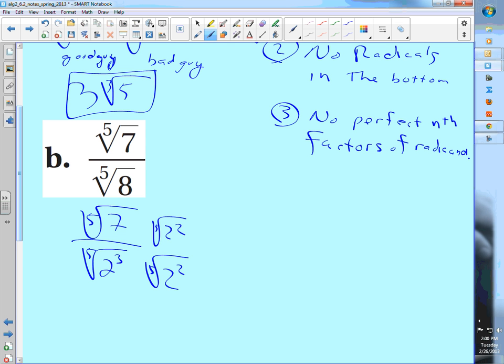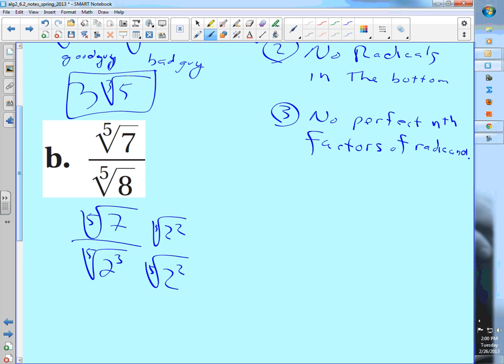Now, this is tough stuff. This is confusing. It's something that you really haven't dealt with much except with square roots, not fifth roots, not cube roots. What you're looking for is a power that is a multiple of your index. And the smallest multiple of 5 that's bigger than 3 is in fact 5. So I need to figure out what do I multiply 2 cubed by so that I could get 2 to the fifth. And that's 2 squared.